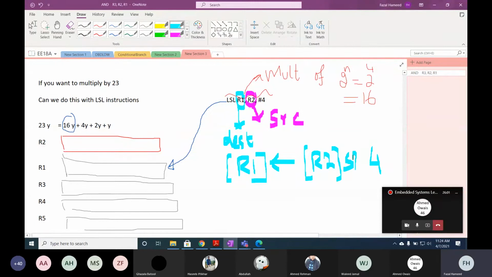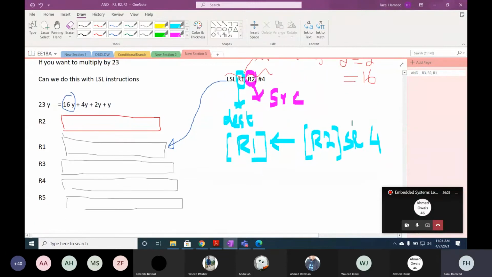Shift left. SL stands for shift left. What will be the contents of R1? 16 will be multiplied by R2. Very good, 16 R2.